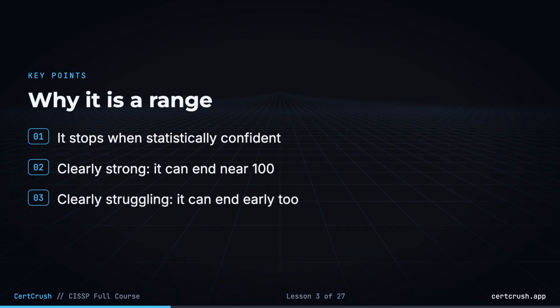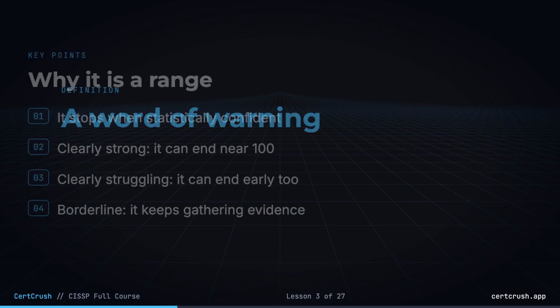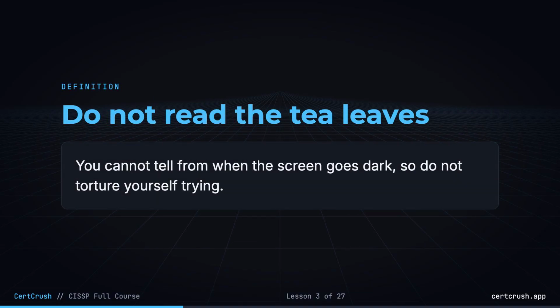If you're clearly struggling, it can also end early, having concluded you won't reach the bar. And if you're hovering right around the pass mark, it keeps going, gathering more evidence, possibly all the way to 150. A word of warning: an exam that ends at 100 questions does not mean you passed, and it does not mean you failed. Early stopping happens at both outcomes. Do not try to read your result from when the screen goes dark. You can't, so don't torture yourself trying.